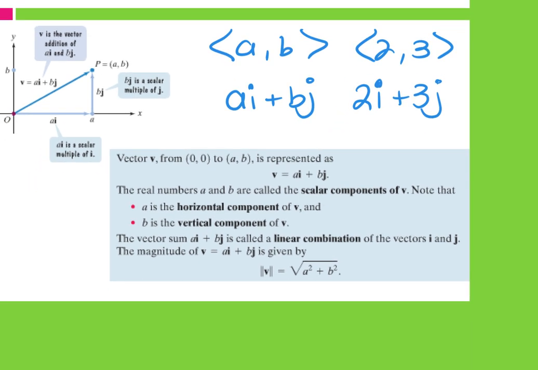So A is the horizontal component because it's your change in X. And B is the vertical component because it's your change in Y. Everything else is the same. And if the IJ format throws you, then you literally could rewrite your IJ format in component form and then do everything we just did, okay? So it's just a different way to write it.